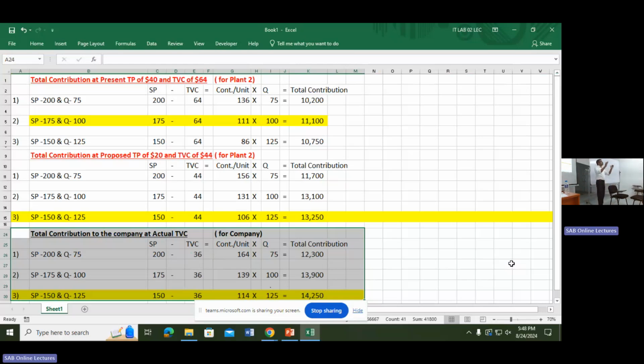Then what I did, I took the actual highest contribution to the company, ignoring the transfer price. So company perspective, variable cost for the plant 1 12, plant 2 24. So altogether 36 variable cost. So you deduct the 36 variable cost. Right? 36 variable cost. So we can say that that will give the highest, which is the 14,250.